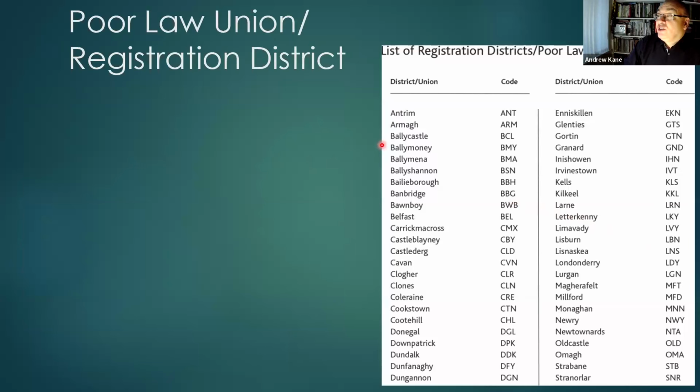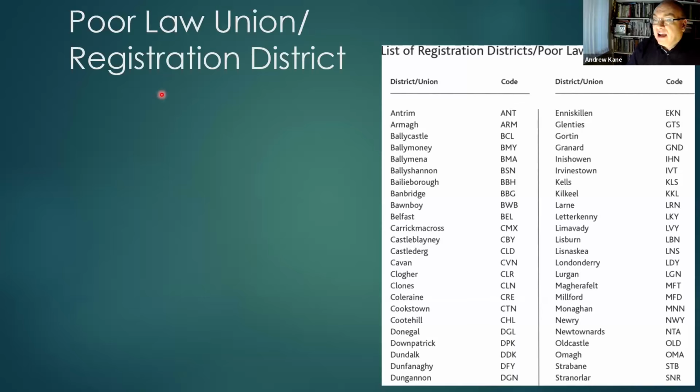So moving on then to the next item on the index beyond barony, we talk about registration district and poor law union. Now these are one and the same. The poor law districts were created in the 1830s and 1840s under the Poor Law Act, and these divisions were divided up into voting districts. Whenever civil registration came along in 1845 for marriages and 1864 for births and deaths, rather than reinvent the wheel, they just called all the poor law unions registration districts.